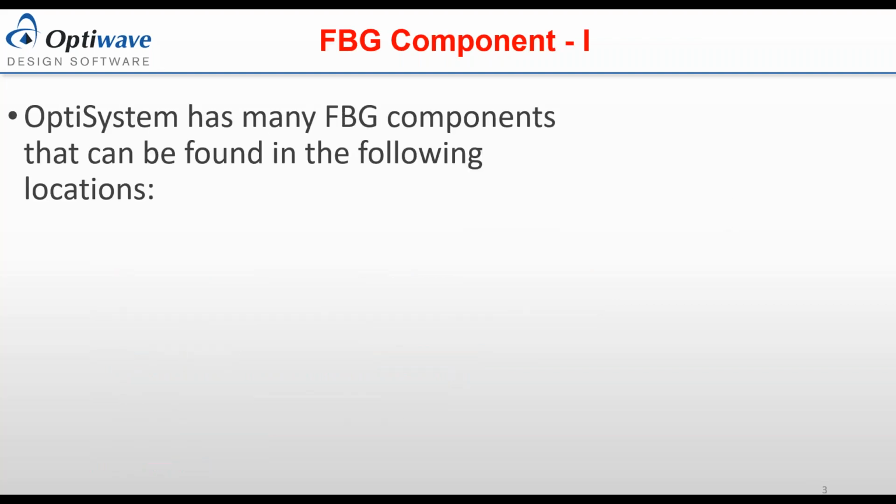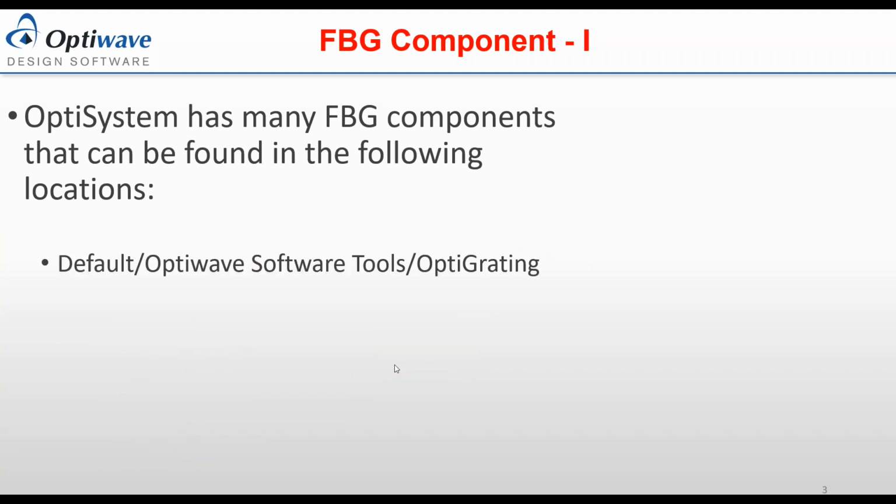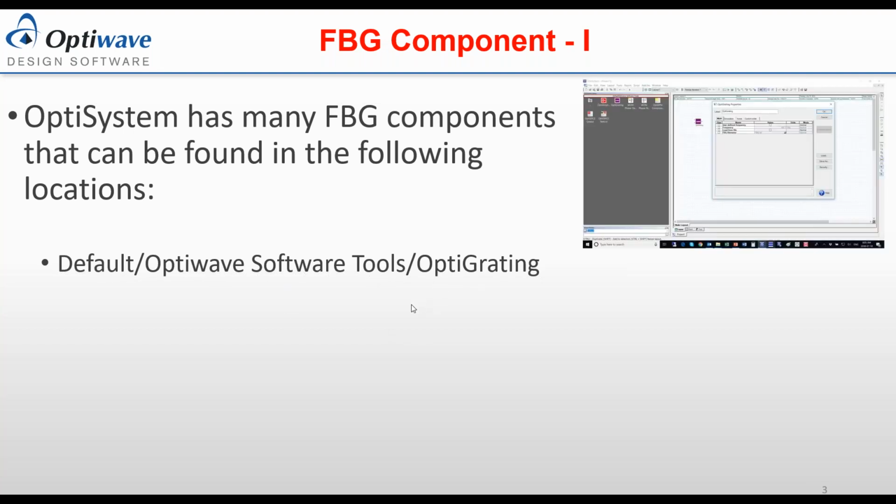So for the fiber Bragg grating in OptiSystem, you may find this component in different locations. You might find it as part of the software enhancement of OptiSystem, where the Optigrating software component is added. And you might find it under the default OptiWave software tools, Optigrating. In this component, you can set up the center wavelength, or you can load your own spectral characteristics of a grating if you design it in Optigrating.